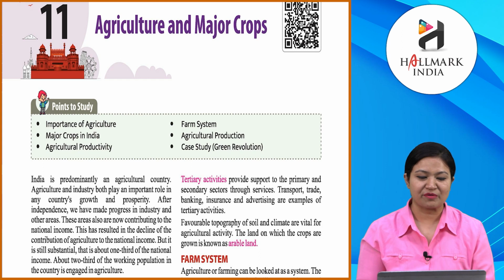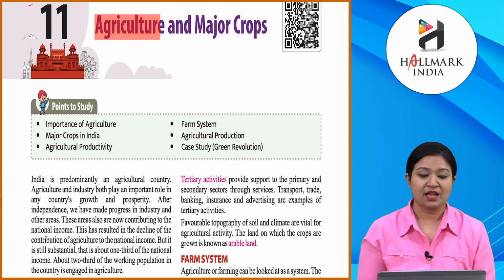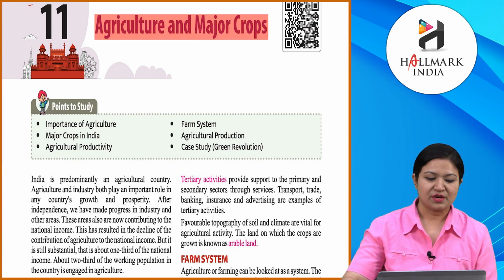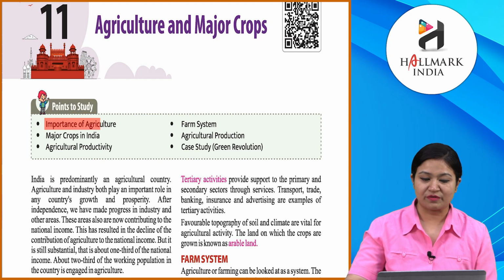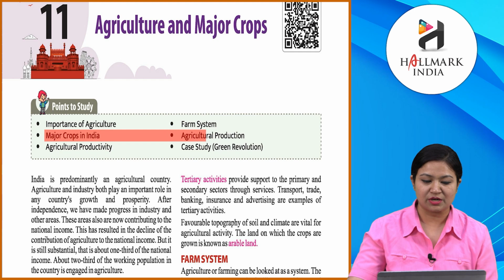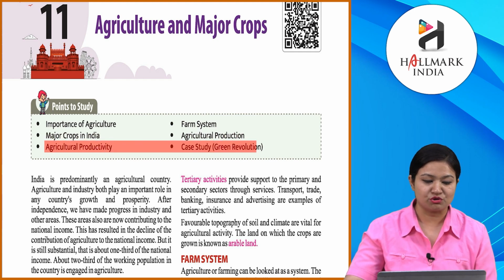So children, let's begin with our next chapter, which is agriculture and major crops. Points to study: importance of agriculture, farm system, major crops in India, agricultural production, agricultural productivity, case study, green revolution.